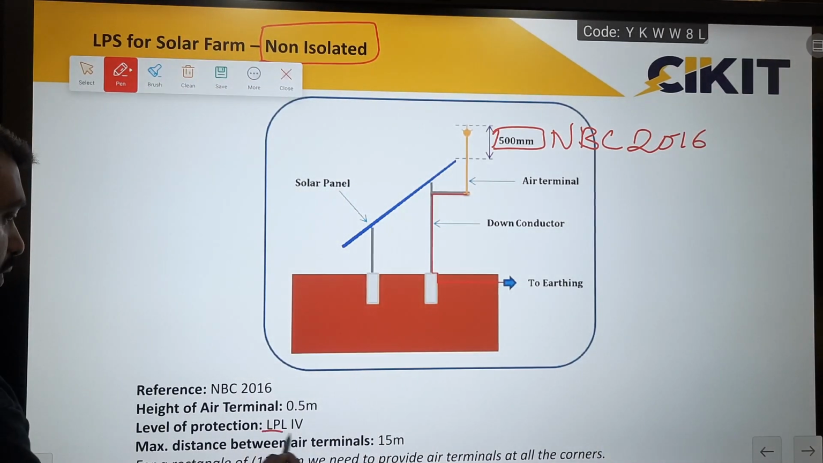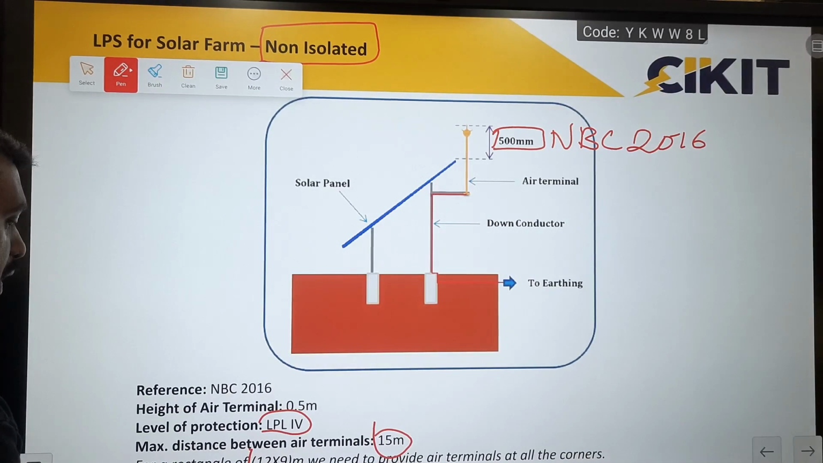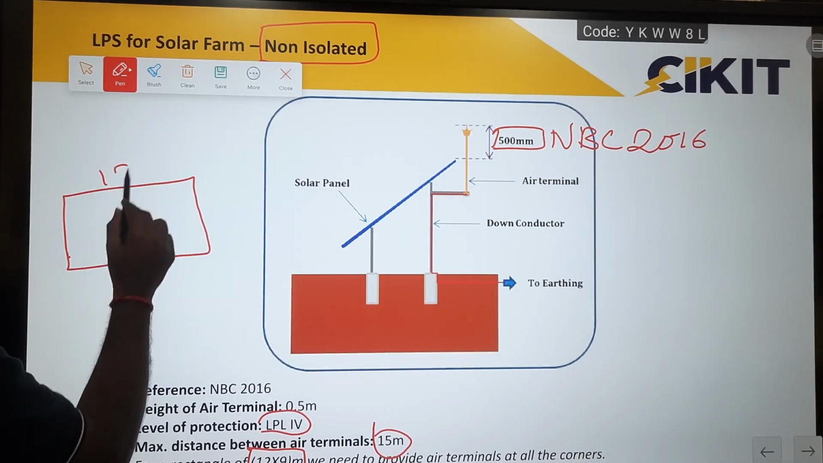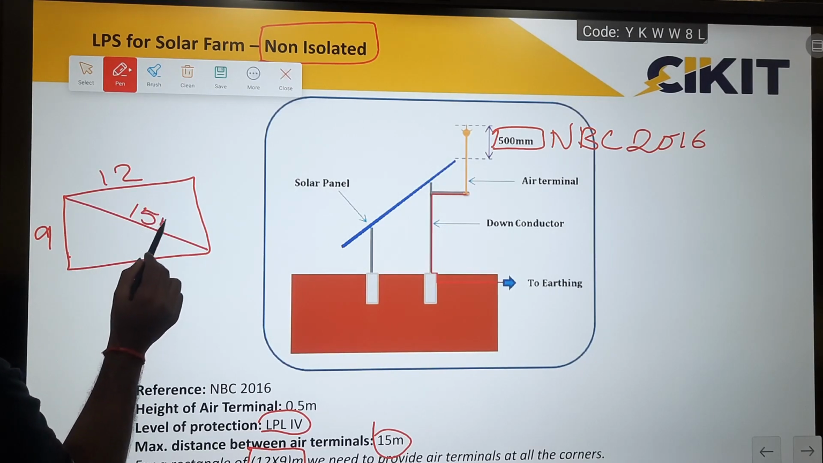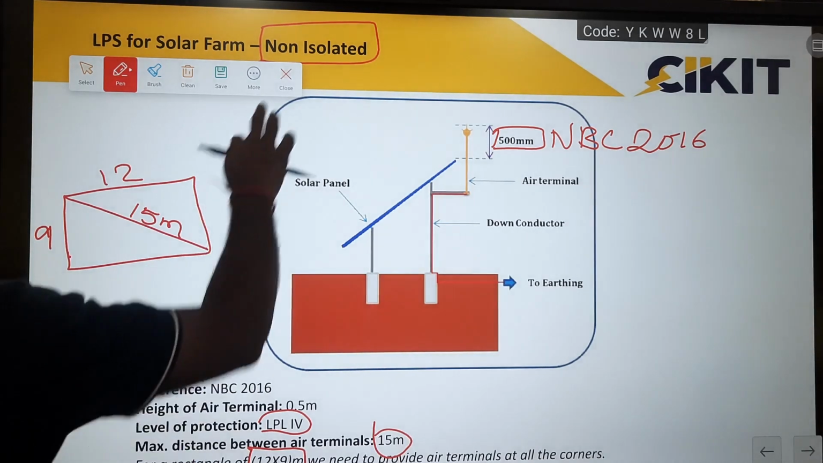So here the level of protection has been mentioned in this code. The maximum distance is only 40, and I have provided an explanation for 12 meters by 9 meters. If I consider a rectangle of 12 meters length and 9 meters width, the diagonal will be 15 meters. So I have to place multiple air terminals to protect the entire area.